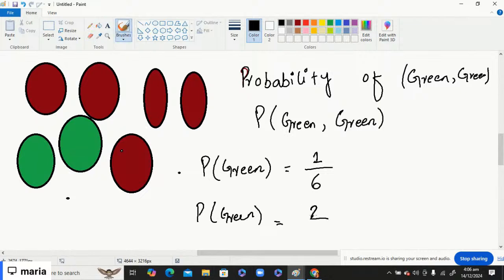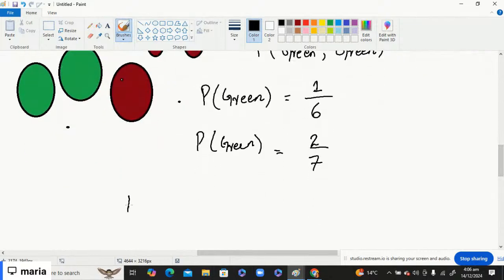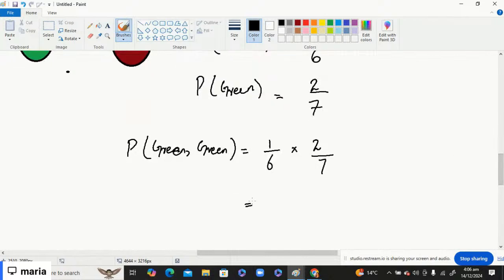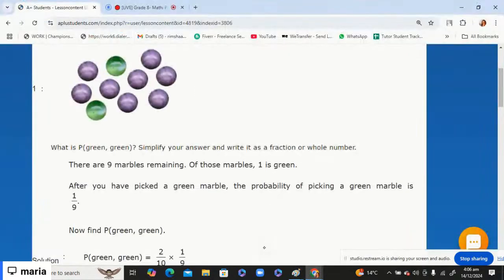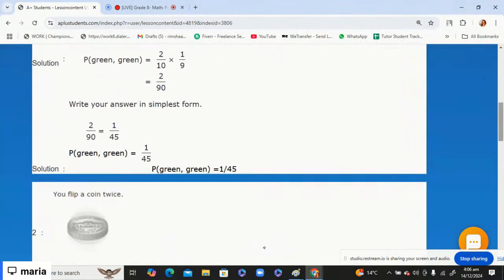Total green are 2. And how many total marbles are there? 2, 4, 6, and 7. Now finding the probability of green and green, this is 1 by 6 times 2 by 7. Now just multiply their top numbers with each other and their bottom numbers with each other. So 2 times 1 is 2, 6 times 7 is 42. So this is 2 over 42. That's the probability of green and green.